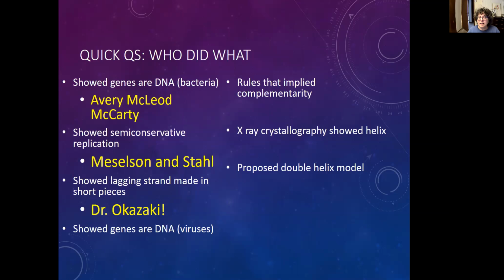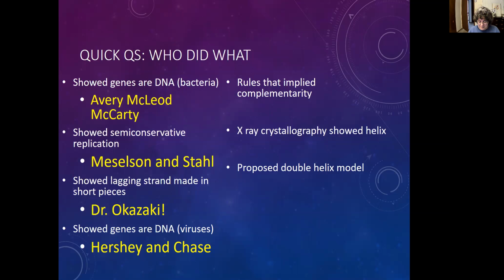Who are the scientists who showed that viral genes are made of DNA? They used radioisotopes, so radioactive sulfur and phosphorus. They used a blender to do their experiment, the blender experiment. That was Hershey and Chase.